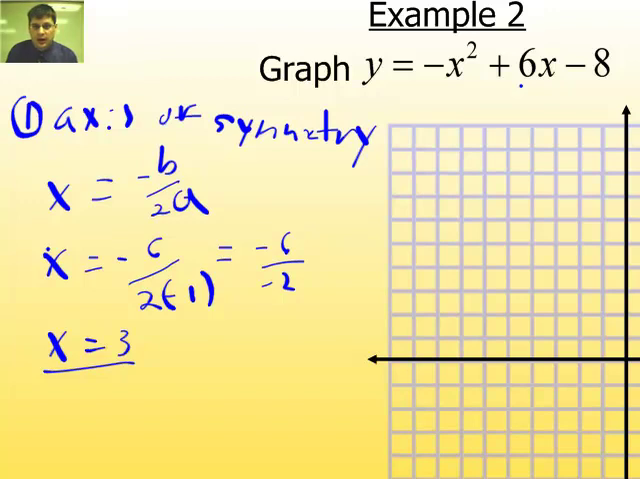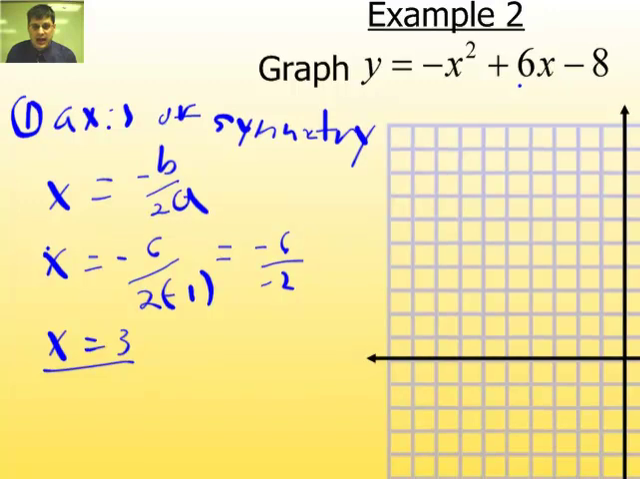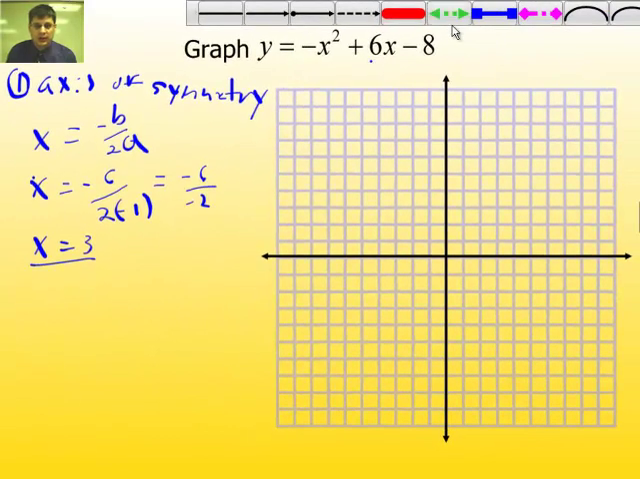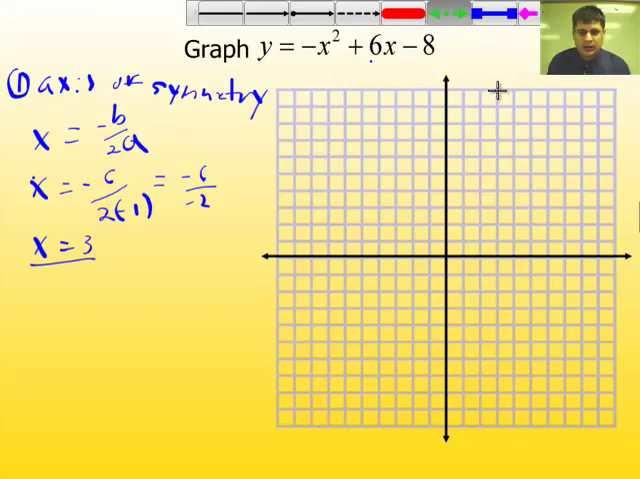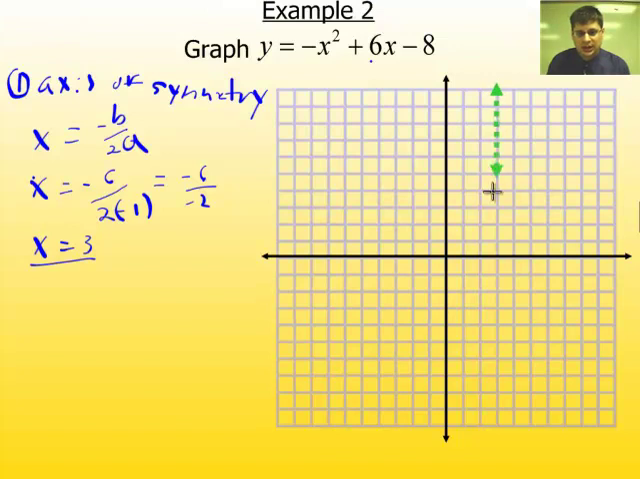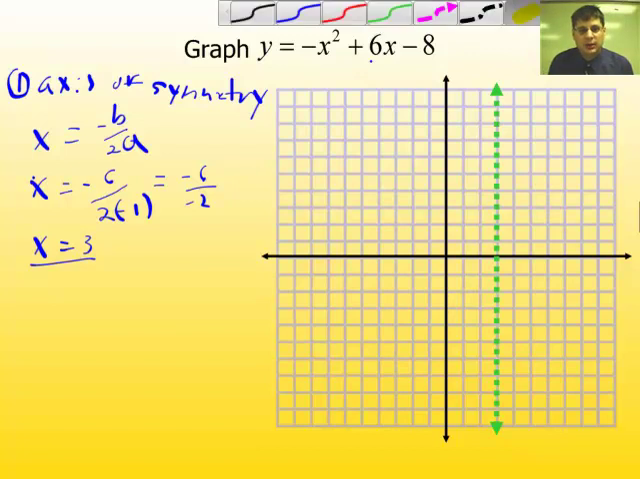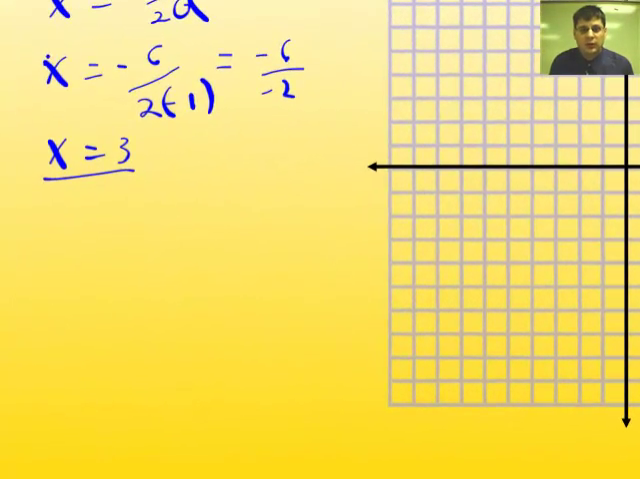I'm going to go ahead and draw that in. We draw the axis of symmetry with a dashed line because it's not actually part of the visible graph. It's just a guide. It's something that exists, and we use that as a guide to help us graph our quadratic. Okay, so now the second part is we're going to find the vertex.